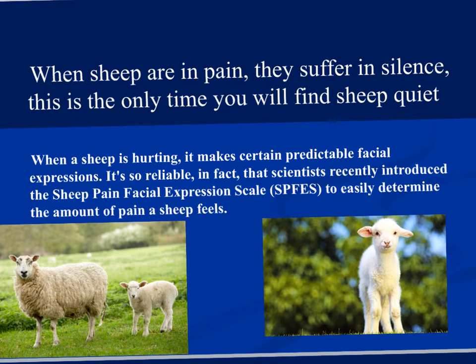It is so reliable, in fact, that scientists have recently introduced a sheep pain facial expression scale in order to determine the amount of pain the sheep feels. Now think about that for a second. When sheep are in pain, they suffer in silence. How many individuals do we know that when they're in pain, they suffer in silence instead of reaching out to their master, instead of reaching out to a flock member to help them through that troubled time?